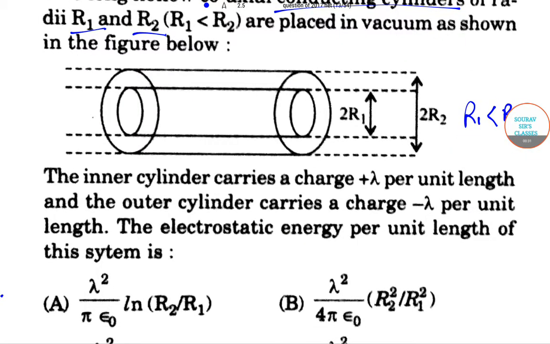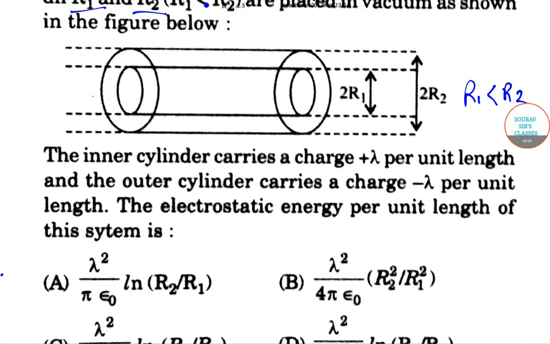The inner cylinder carries a charge plus lambda per unit length and the outer cylinder carries a charge minus lambda per unit length. So the electrostatic energy per unit length of this system is what?